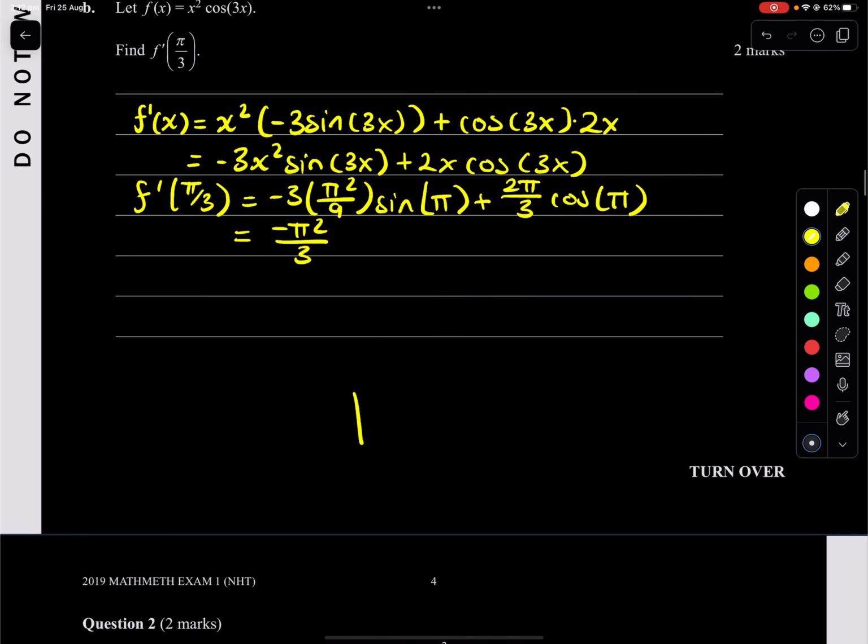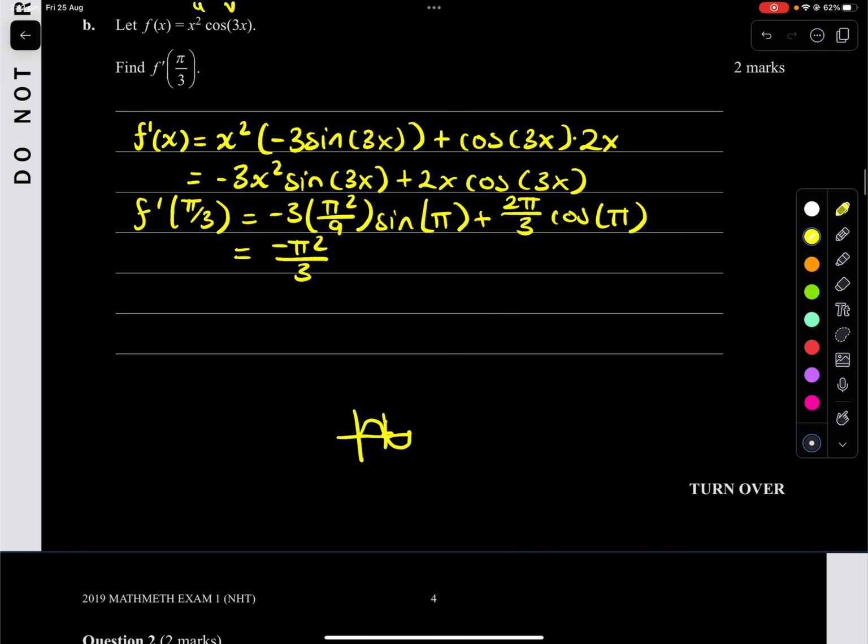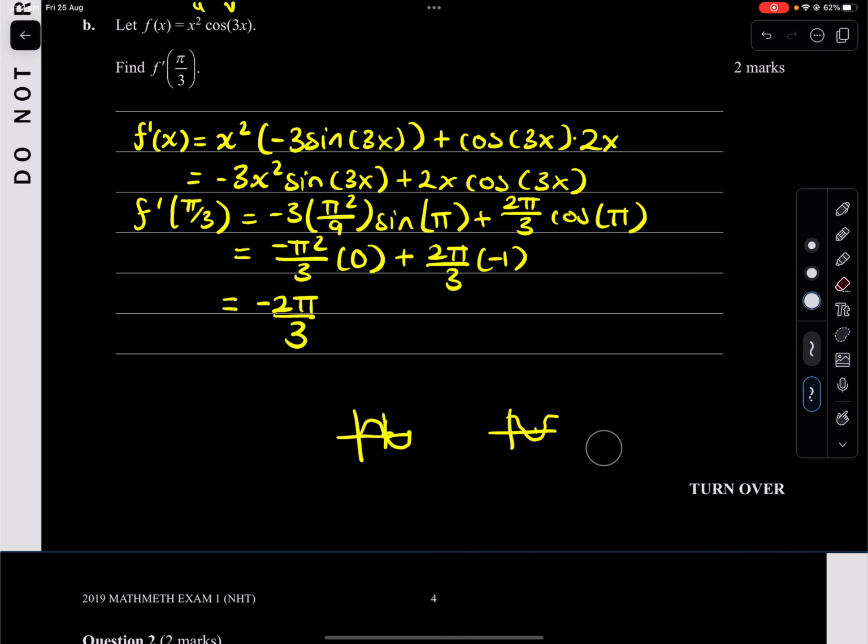Okay, so if I'm drawing the sine graph at pi over here, it's 0. So we can say this bit gets multiplied by 0, plus 2 pi on 3. What about cosine? Well, cosine goes like this, and it's at negative 1. Negative 2 pi on 3 is your final answer. Okay, next question.